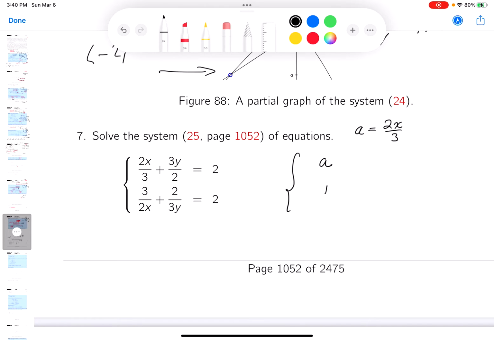What do I get over here? 1 over A. Let me put the next thing down. The next thing I notice, they're reciprocals. So I'm going to say B is equal to 3y over 2. So what do you get here? B equals 2. What comes over here? 1 over B equals 2. All right? Not a big deal, by the way.